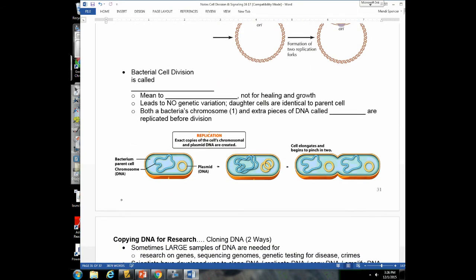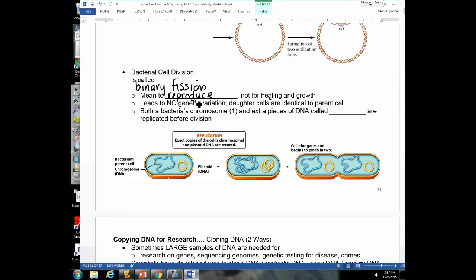Now, before a bacteria cell divides, it's copying its DNA. Bacteria cell division is called binary fission. So DNA replication in bacteria cells happens prior to binary fission. And this type of cell division is not for healing and growing, like we've been talking about, because bacteria are single cell organisms. So this is a means to reproduce. The reason why they split in 2 is not to heal and grow. They're trying to make more individuals.